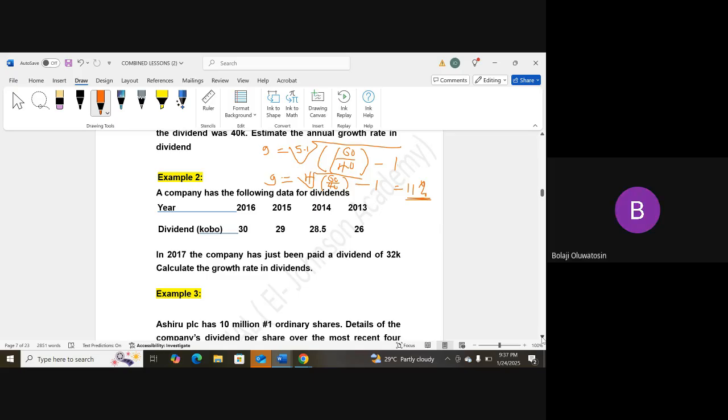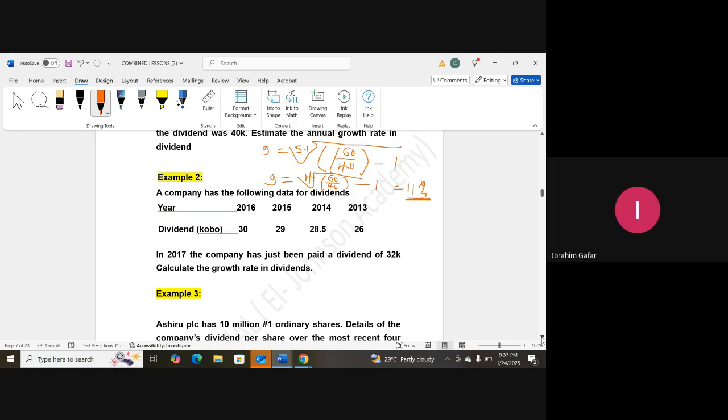A company has the following data for dividends. Year 2016 dividend is 30 kobo, 2015 29 kobo, 2014 28.5 kobo, 2013 26 kobo. In 2017, the company has just been paid a dividend of 82 kobo. Calculate the growth rate in dividends.